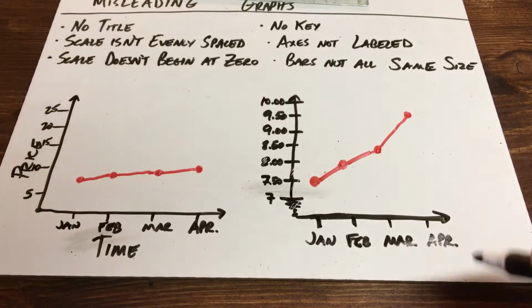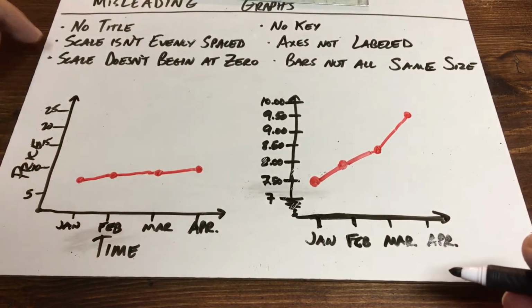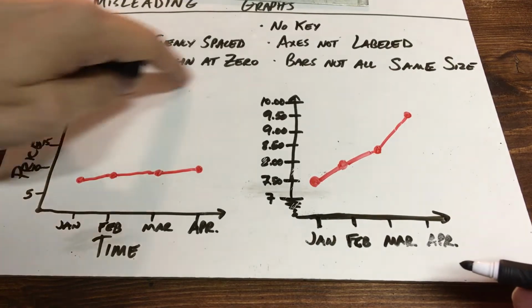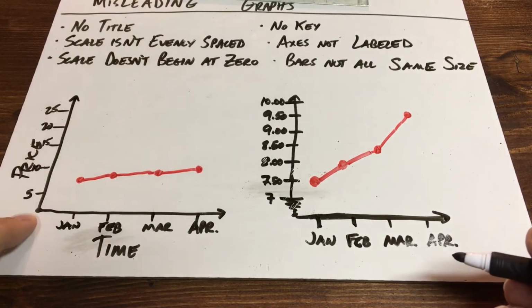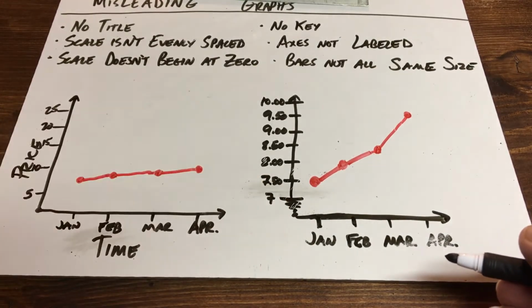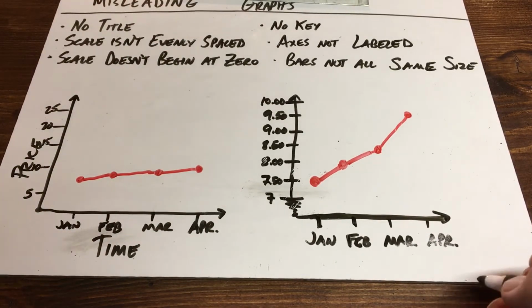You can make a graph misleading by not putting a title, not spacing your scale evenly, right? Like maybe you start out counting by 5s and then you switch to counting by 2s or counting by 20s. You can make a graph misleading by not starting at 0. Now this one starts at 0, but this one doesn't, right? You can make a scale misleading by not putting a key, like if you're doing a stem and leaf plot and you didn't put a key on it.